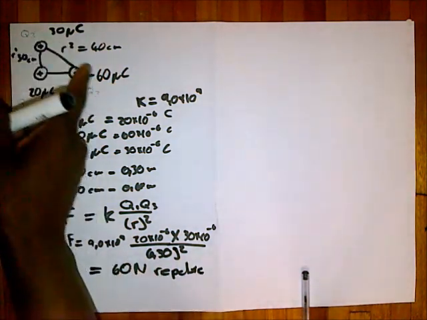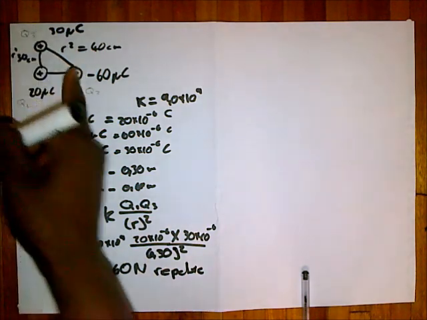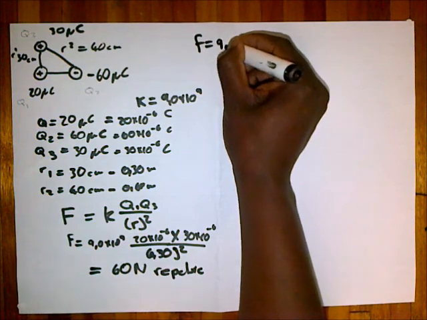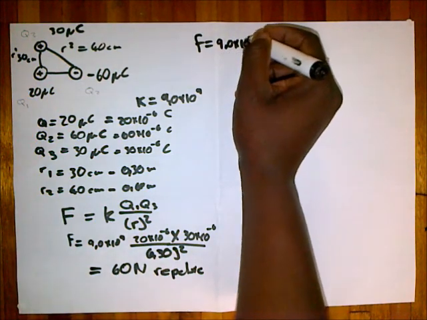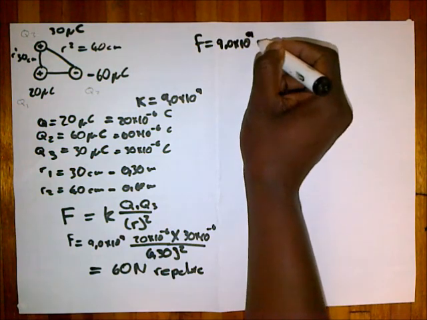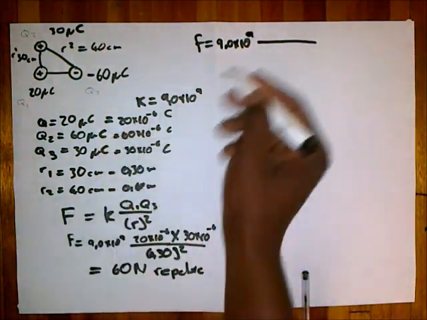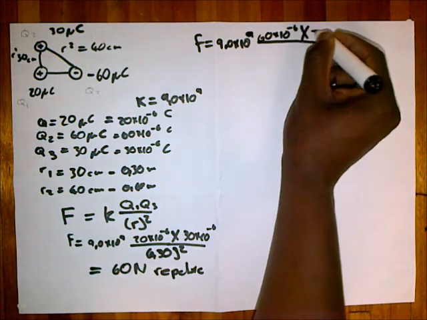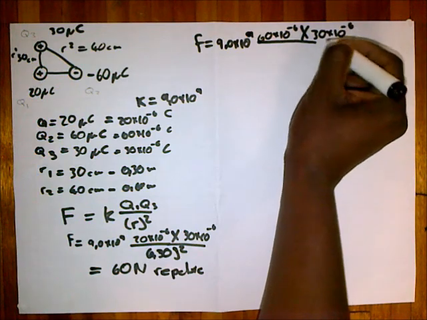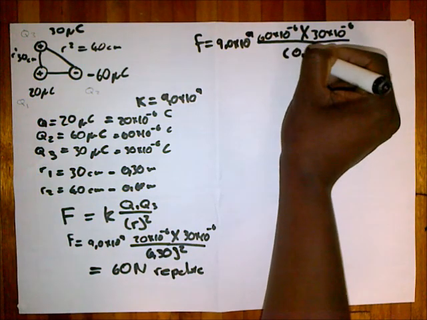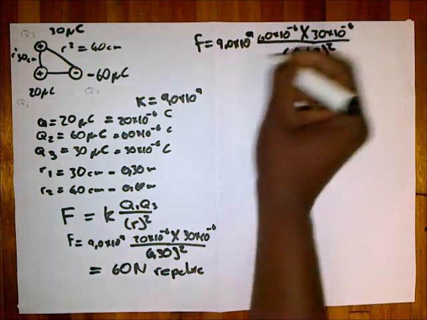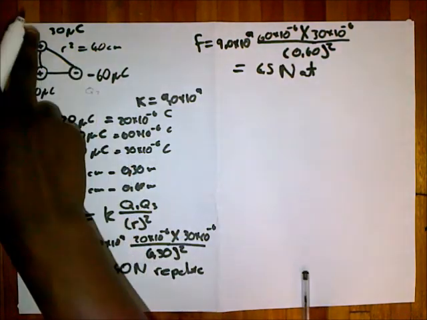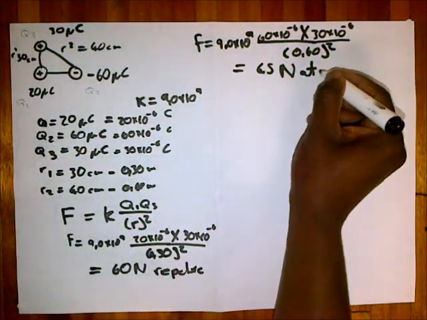And then we get the force between Q3 and Q2, which is F equals K, the constant again, 9.0 times 10 to the 9, times 60 times 10 to the negative 6 times 30 times 10 to the negative 6 over the distance, which is 0.60 meters squared. Then we get our answer as 45 newtons attractive, since unlike charges attract.